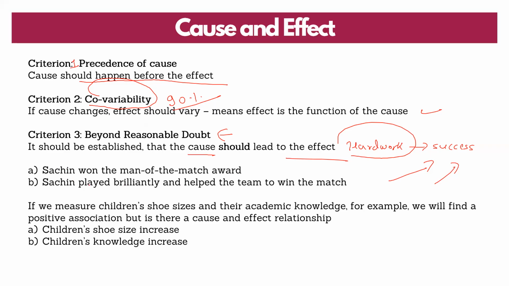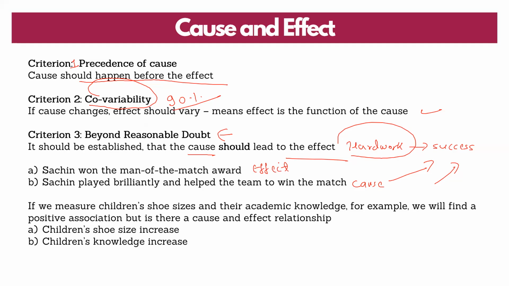Sachin won Man of the Match award. Sachin played brilliantly and helped the team to win the match. Now, if these two statements are given, and if I have to establish a cause and effect relationship, which of the two would have happened earlier? Let me assume that there is one, and then see which of the two would have happened earlier. Sachin played brilliantly and helped the team to win the match. This would have happened earlier. So this could be a cause and this could be the effect. But I am not sure right now.